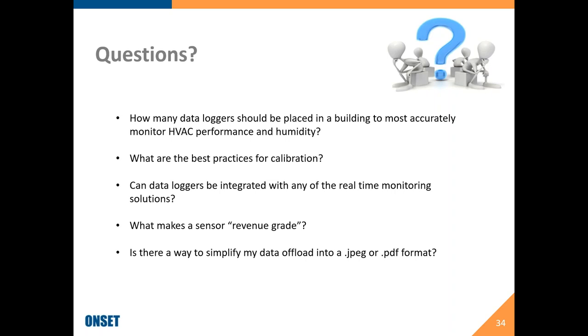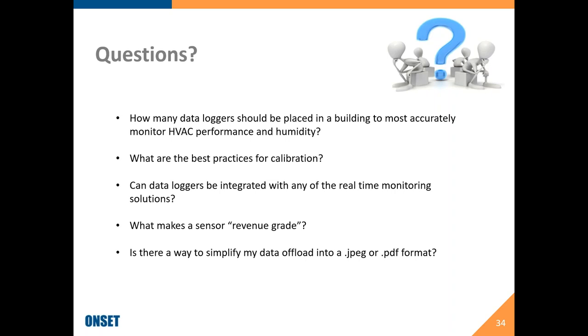What makes a sensor revenue grade? So the general rule for revenue grade of a sensor or meter is going to be plus or minus 2% accuracy. Some of the loggers we've talked about today fit squarely within that range, others do not. So it's really important that you understand the demands of your client and/or the project to determine whether or not a revenue grade sensor will be needed.